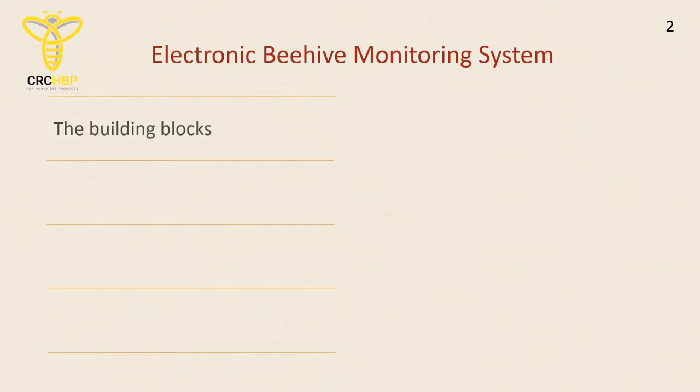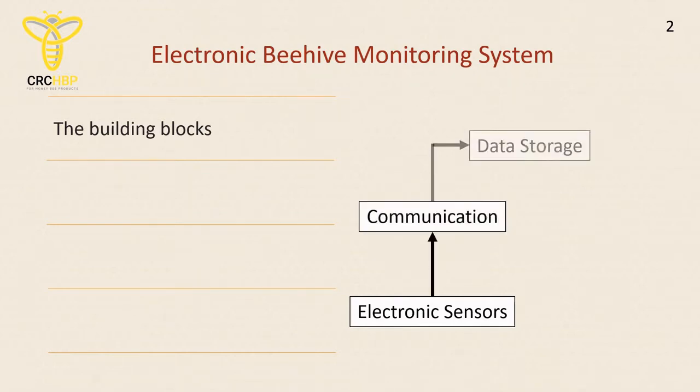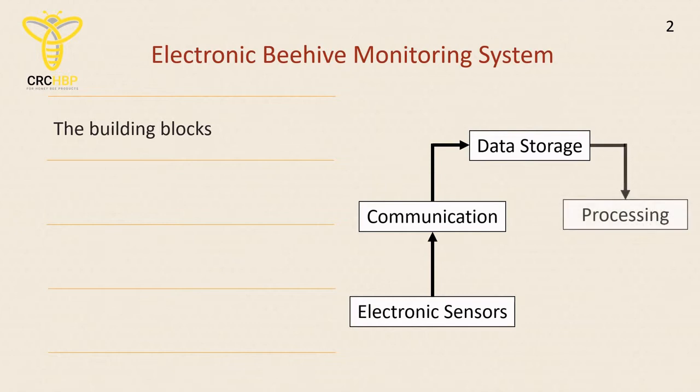These systems consist of electronic sensors which are placed in or around a beehive. The data they collect is communicated to a storage where it is processed to extract some information, and that information is accessible to the beekeeper via a user interface.